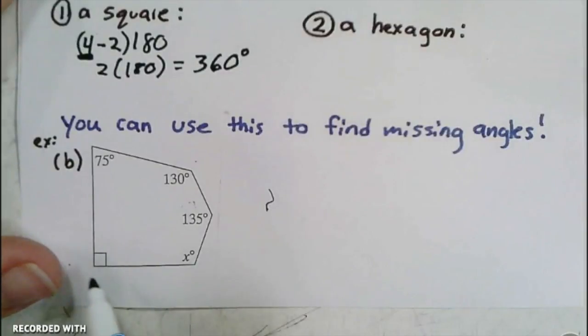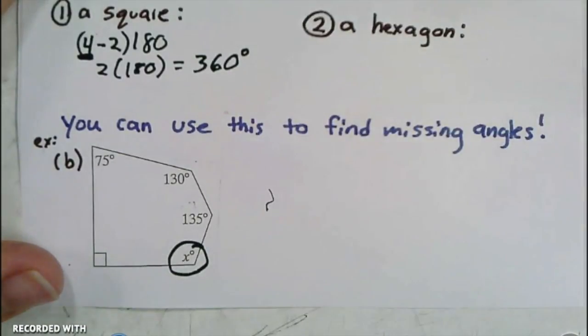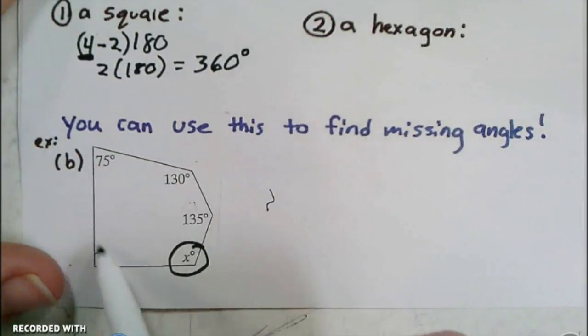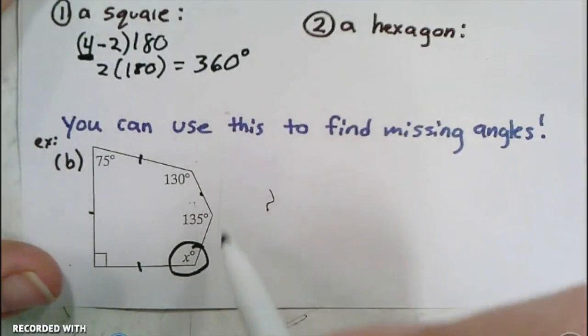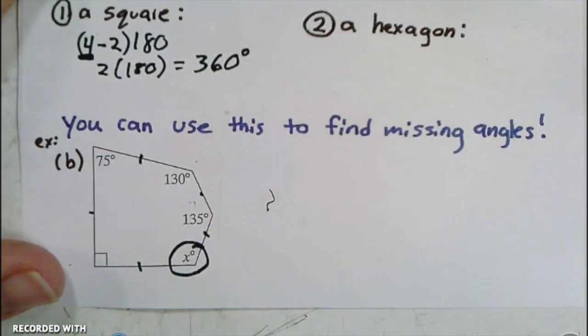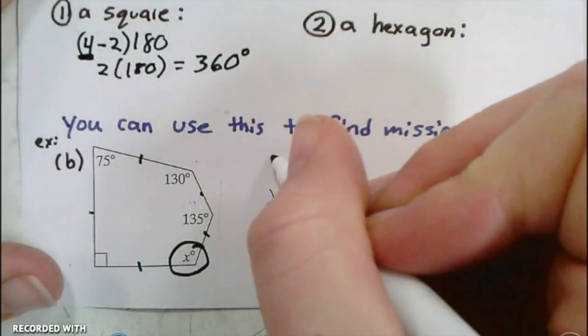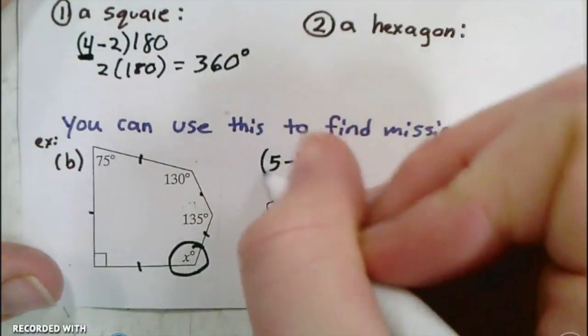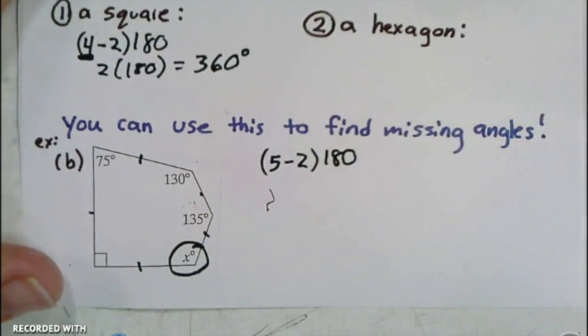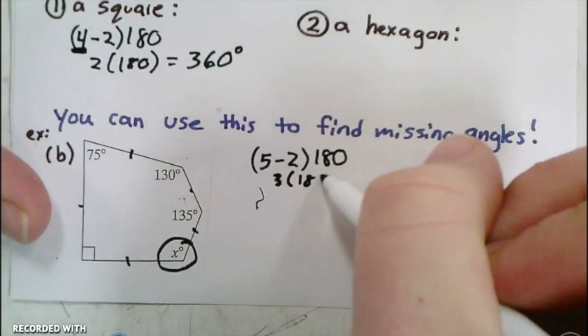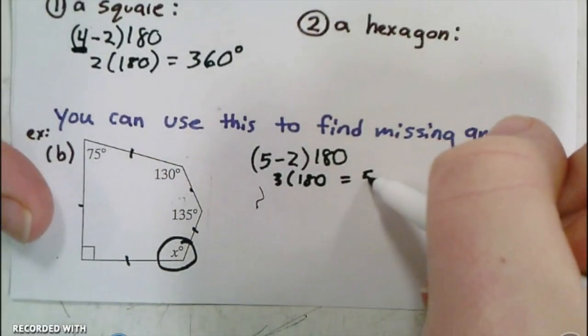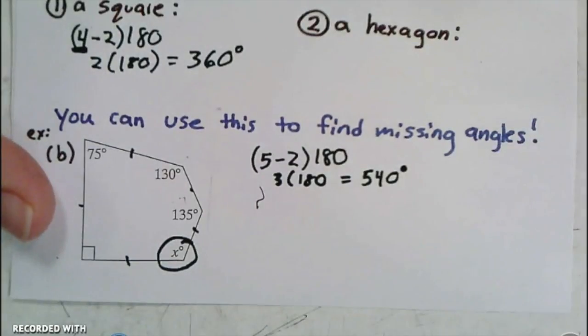So here I have a missing angle for x, and I want to know what the measure of it is. My first step is to figure out what the total of all these interior measures should add up to be. Let me count how many sides my figure has. 1, 2, 3, 4, 5. It's a 5-sided figure, so it's a pentagon. So I am going to do 5 minus 2 times 180. So 3 times 180 equals 540 degrees.